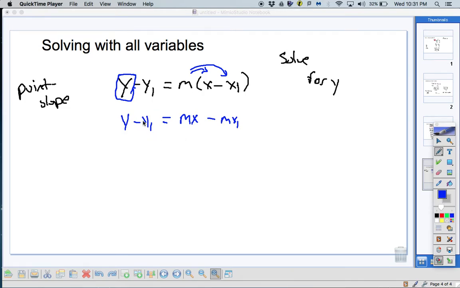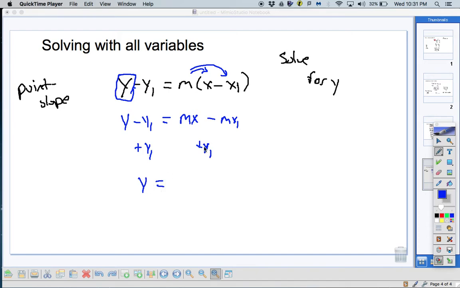Now I go over here. I want to get rid of a minus y1. Anytime I subtract a number, I do the opposite, so we're going to add it. And if I do it on one side, I'm going to do it on the other side, so I'm going to add y1 to the other side. On the left-hand side, if I add y1 and I take it away, that's 0, which is, of course, what I want, and I'm left with y.